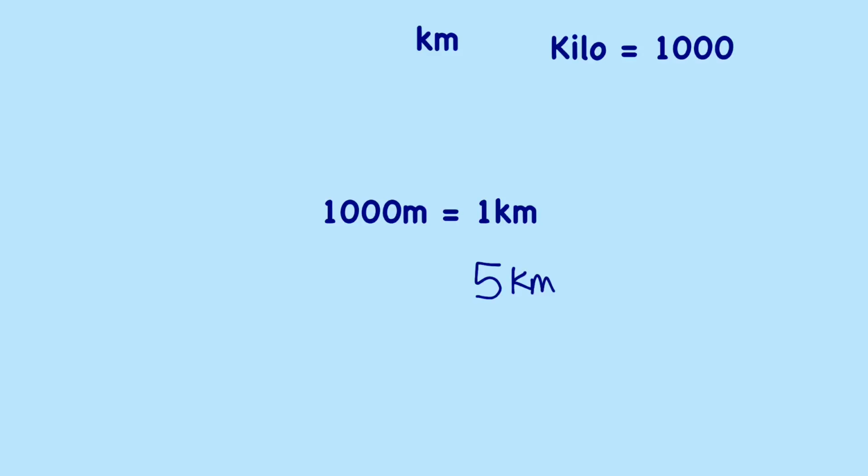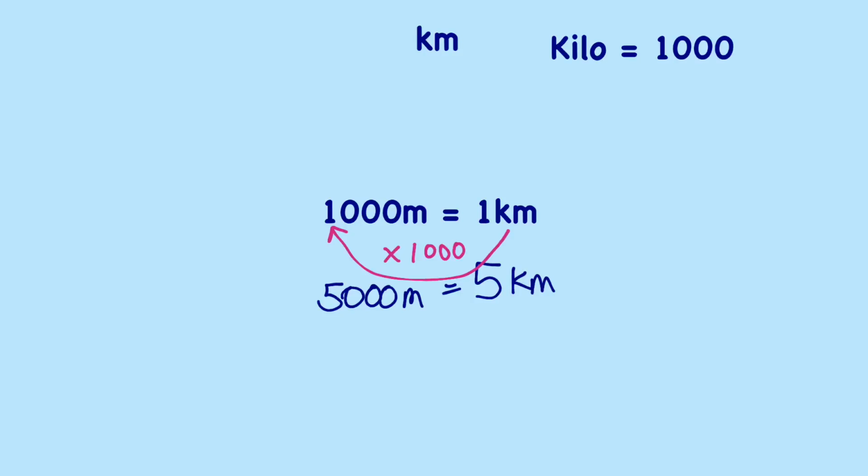So if I'm converting from kilometres to metres, I can see here that to go from 1 to 1,000 means I need to times by 1,000. So if I wanted to work out what 5 kilometres was in metres, I need to do 5 times 1,000, which gives me 5,000 metres.